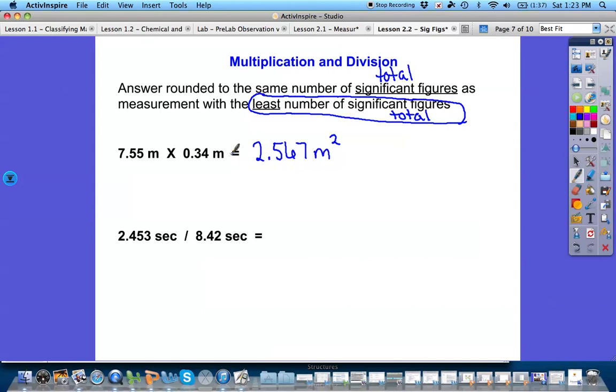So let's look at the number of significant figures. All of these are non-zeros, so all three of those are significant. 0.34, the decimal is present. Start at the first non-zero, go over to the right. So we have 2. So our final answer needs to be rounded to 2 sig figs. So starting on the left, 1, 2. This is greater than 5. So we are going to round this up to 2.6 meters squared.